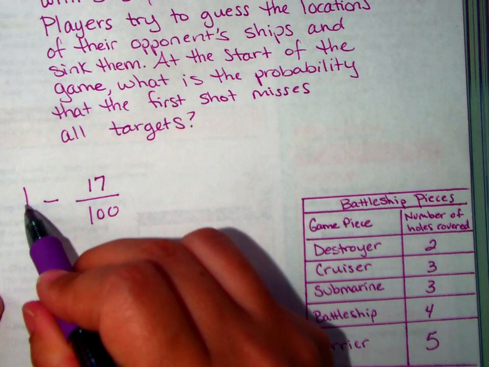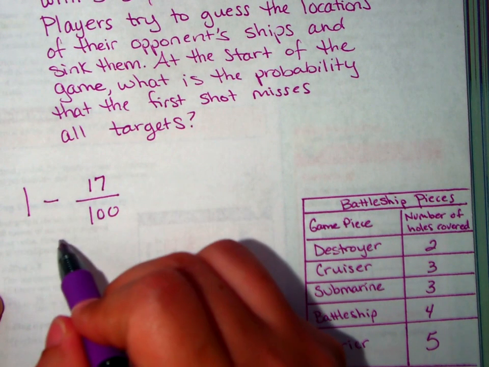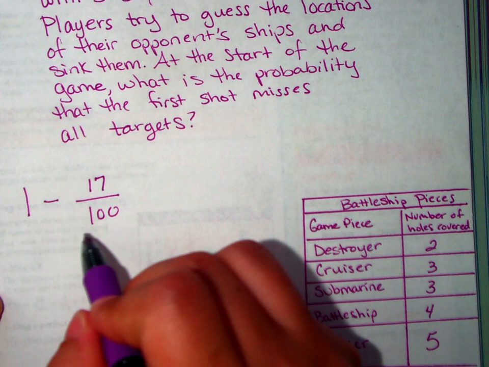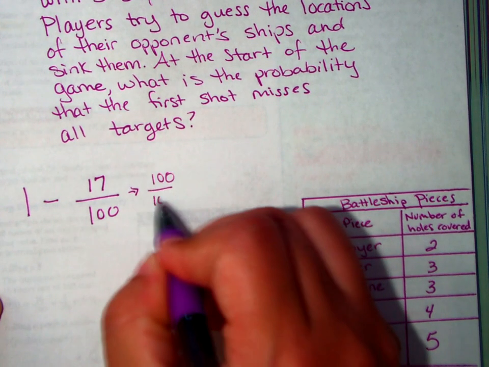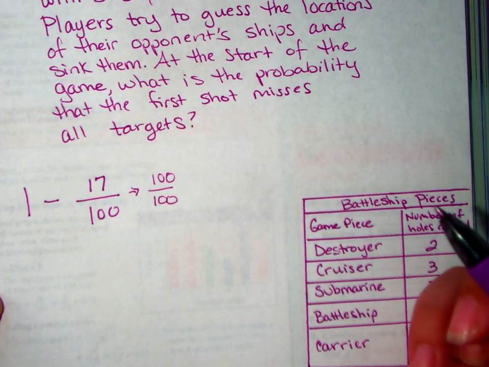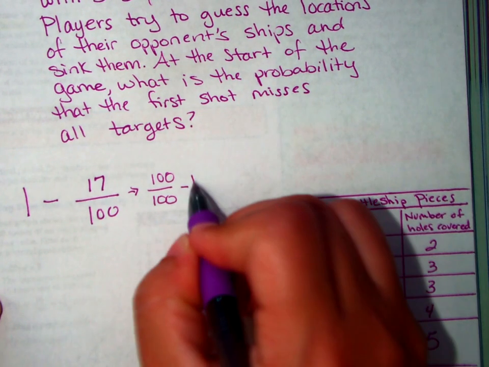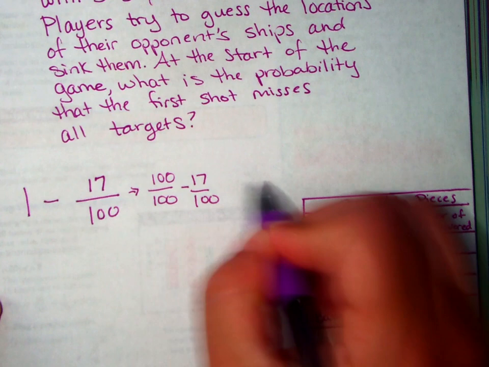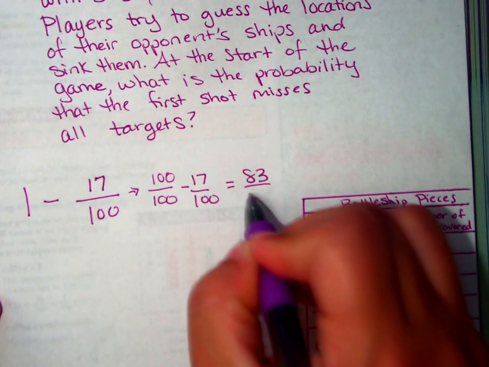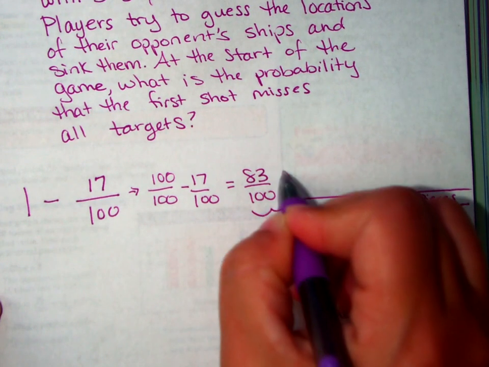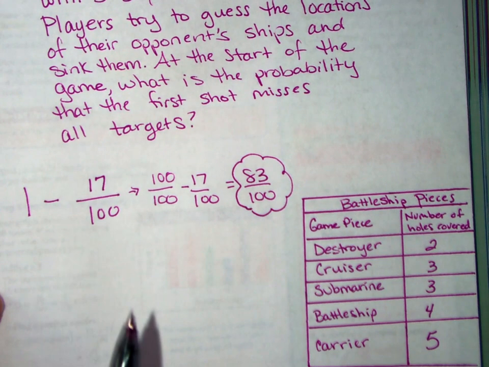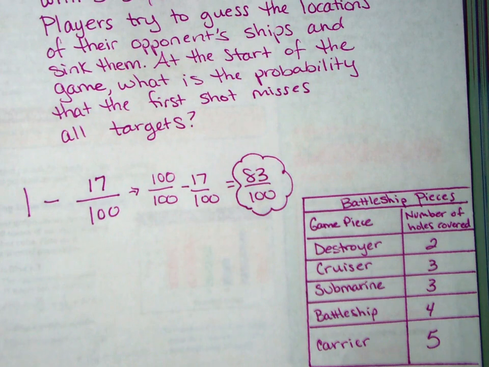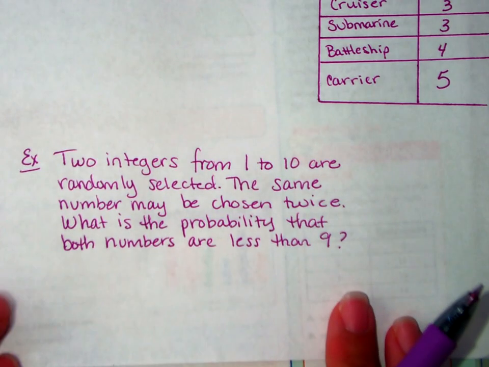So instead of putting a 1, when I subtract fractions, I need the denominators to match. I'm going to change this to 100 over 100. 100 divided by 100 is still 1. Minus 17 over 100, and I get 83 over 100. Okay, so that is the probability of not hitting anything. All right, and we're going to do one more example.